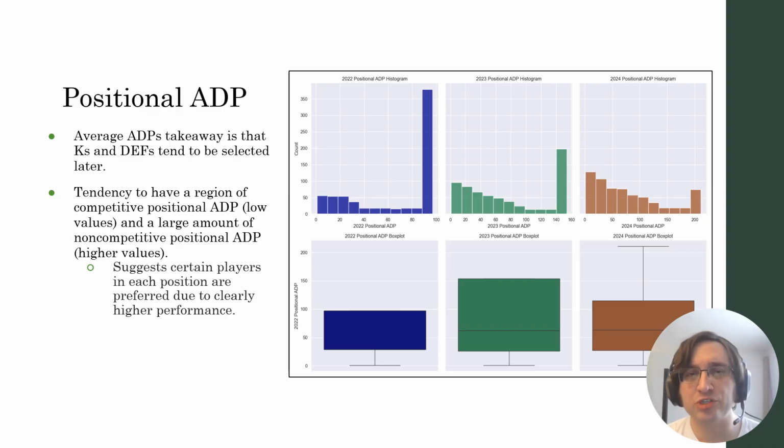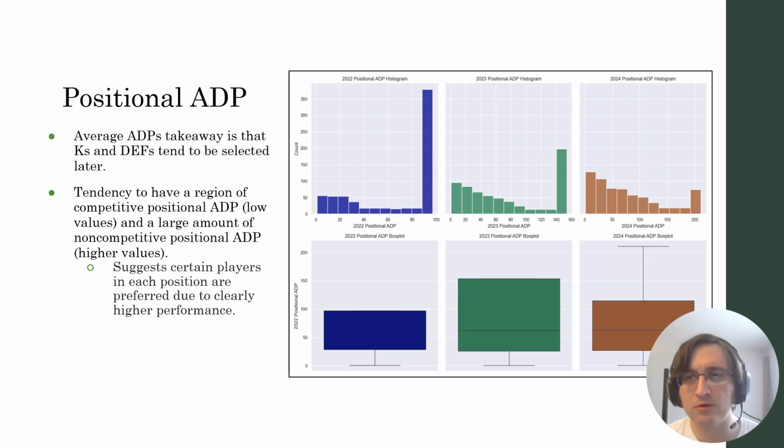Moving now into our average draft positions, or ADPs, what we see is that for average ADPs, the major takeaway is that kickers and defenses tend to be selected later. This isn't really surprising to people familiar with fantasy football, as that's kind of normal. As to the positional ADP, we see a really interesting situation where there's a region of competitive positional ADPs, so those are lower values, and a large amount of non-competitive positional ADPs, so the big spike you see at the end of every one of these year graphs.